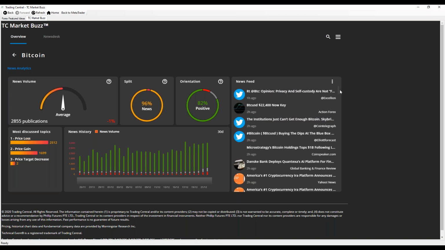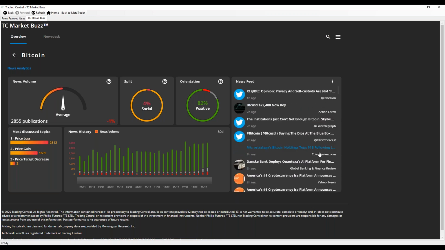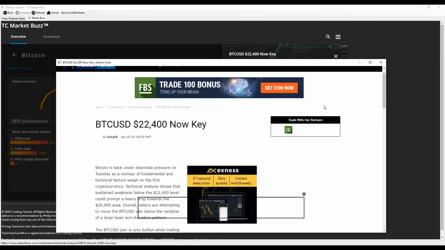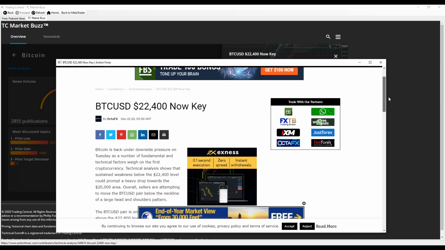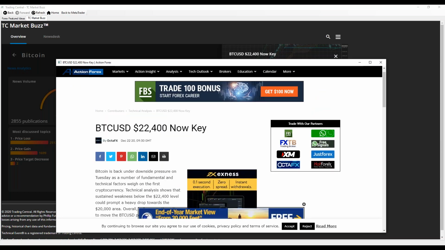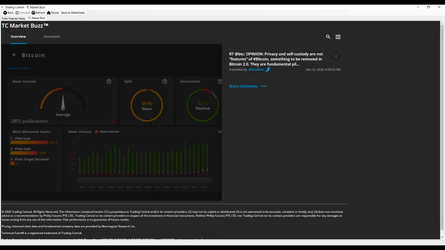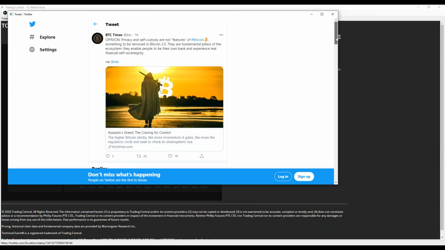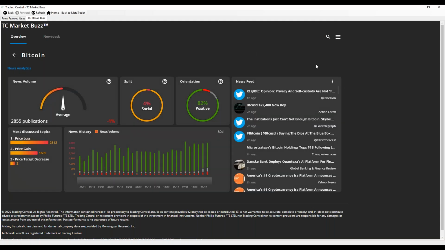Then over here you can also find the news feed with regards to Bitcoin trading and the source it is from. For example, you can click on it and continue the story. I'm not sure you can see this window, I hope you can. This is a new window with news by OctaFX, so you can read Bitcoin news. I think they have Twitter as well. If you click on it, it brings you to Twitter. So this is something that will ensure you are not out of touch with the market.